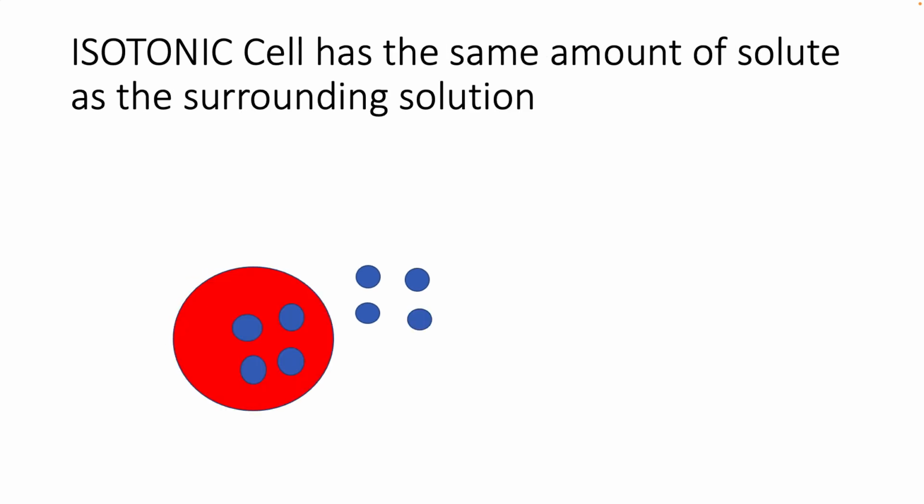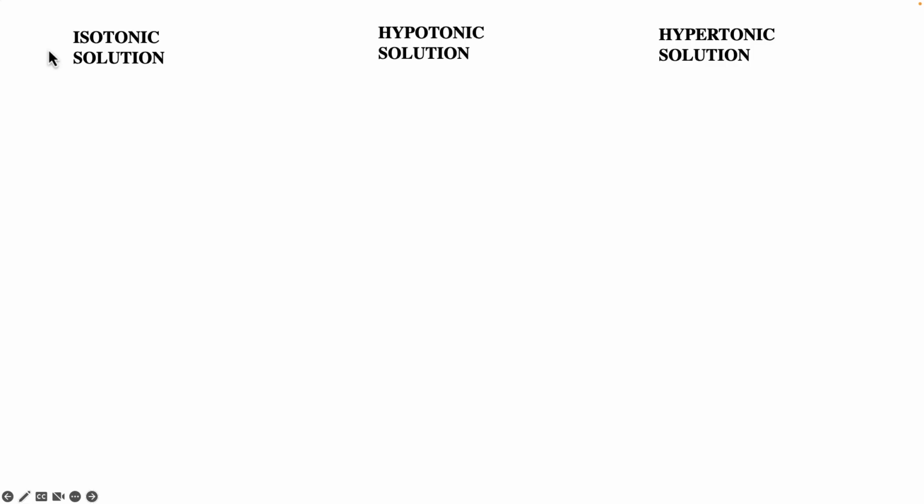However, in the isotonic solutions, the solute in the cell and the solute outside the cells are in the same balance. As a result, water just moves freely in and out. And when it moves freely in and out, the cell does not shrink and it does not swell. It maintains its shape.